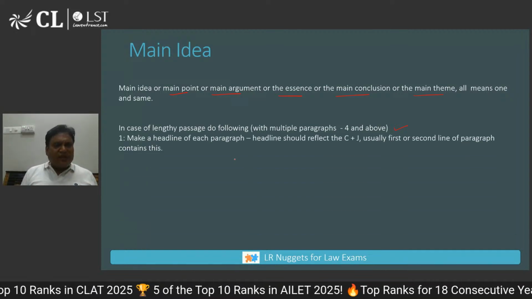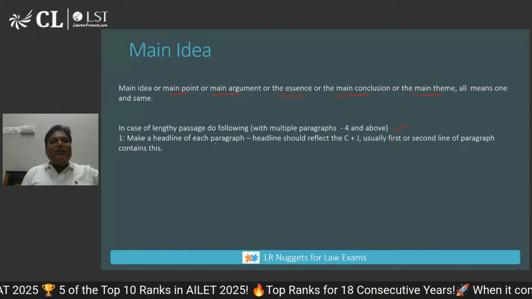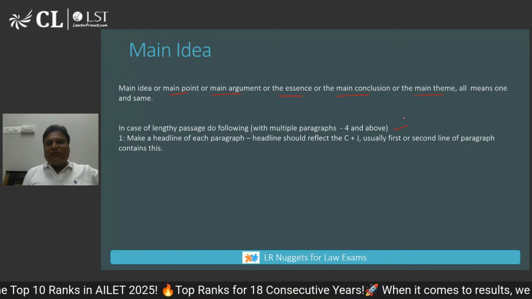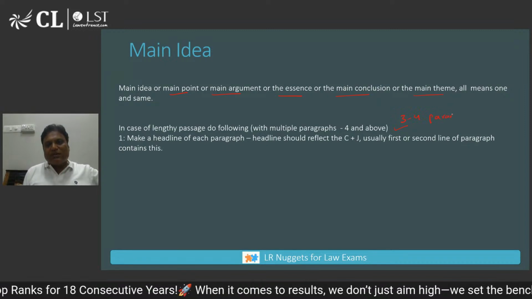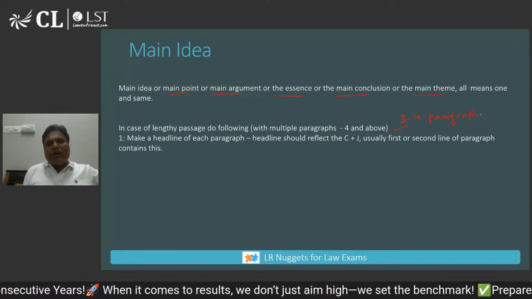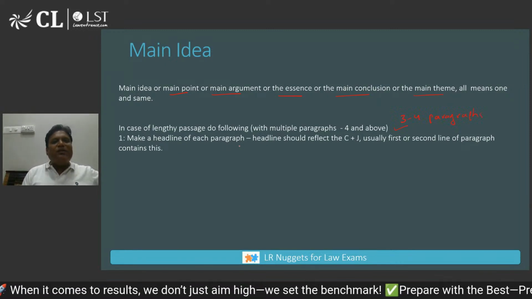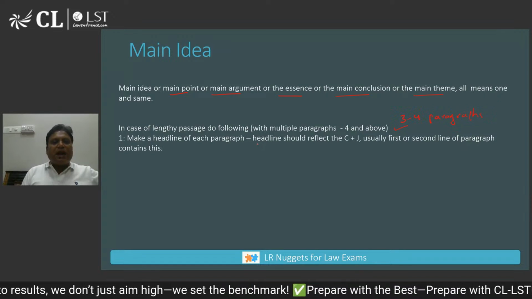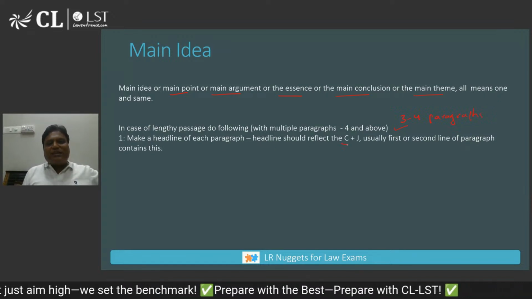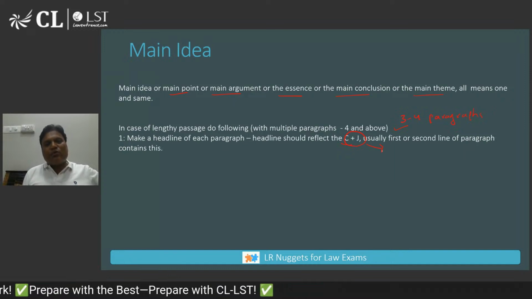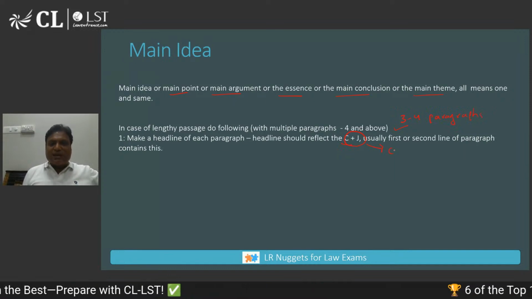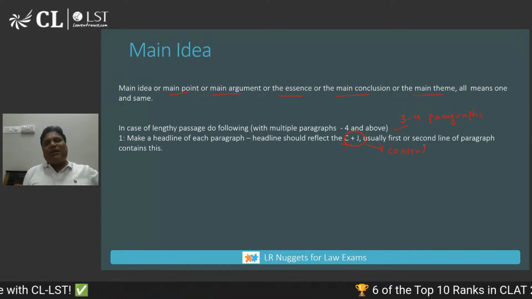The first thing that you should do is make a headline of each paragraph. For example, there are 3 to 4 paragraphs in a passage. For such a passage, make a headline of each paragraph. What do we mean by headline? Headlines should reflect C plus J. This I taught in the last class also, and I am going to repeat it once again. What is C plus J? C plus J is actually your main idea only.